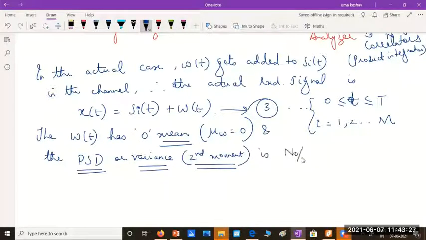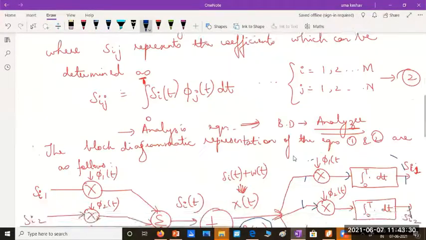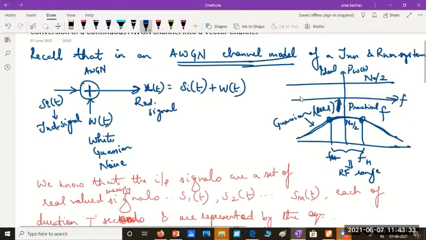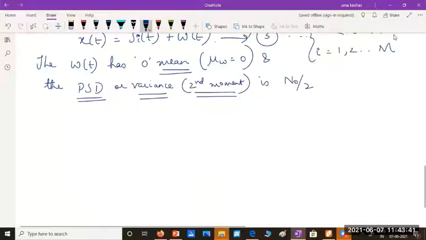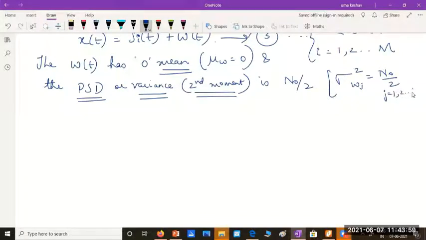It is n0 by 2. Remember, I showed this to you in the beginning itself. For white noise, the power spectral density remains n0 by 2, and it is considered constant in all the frequencies of our interest. Okay. So how do I write this? Variance, we write it like this, right? So variance is sigma square, which for white noise will be n0 by 2, for all values of j ranging from 1 to n. If I call it Wj, for all values, it will be n0 by 2. Remember.